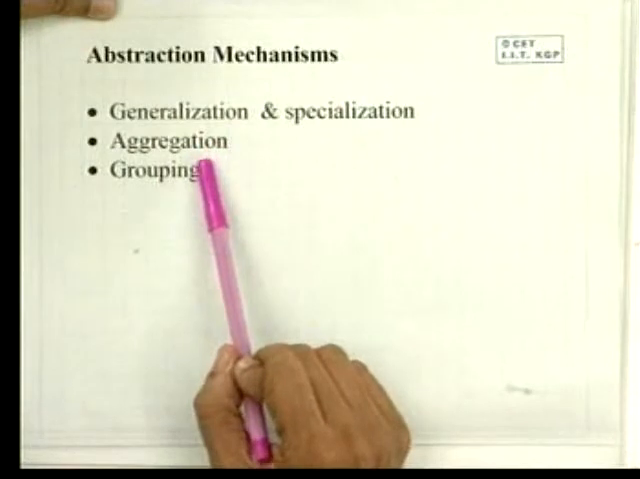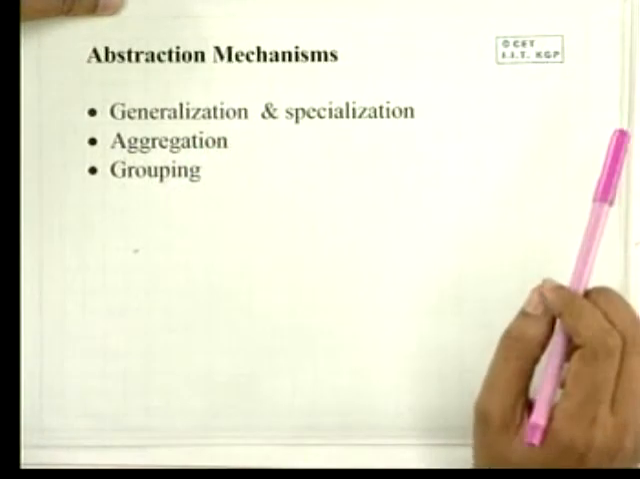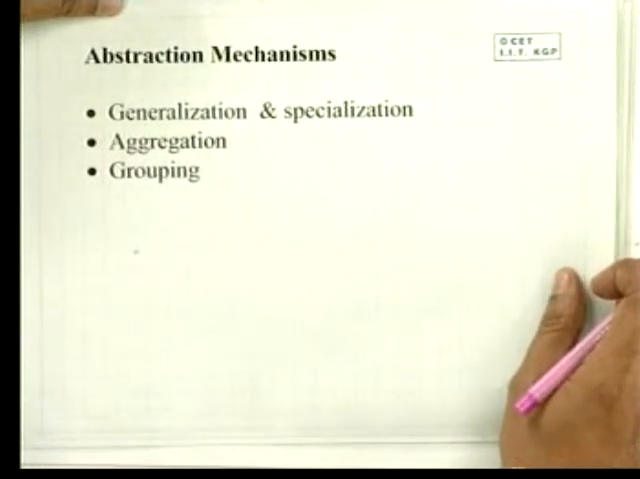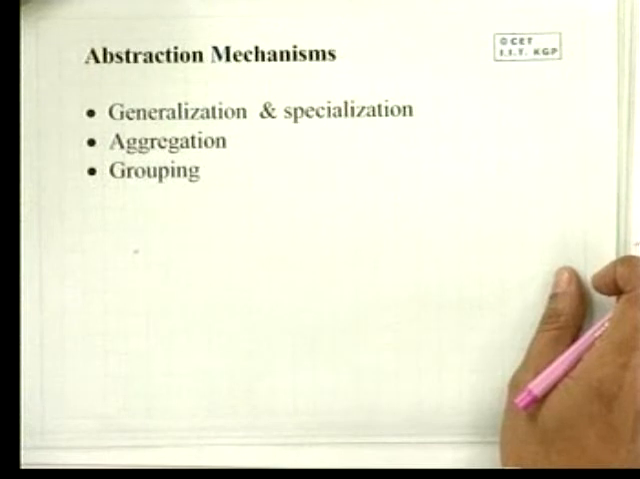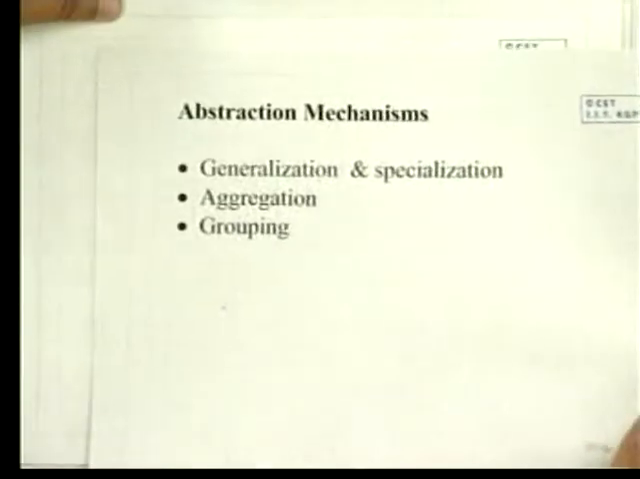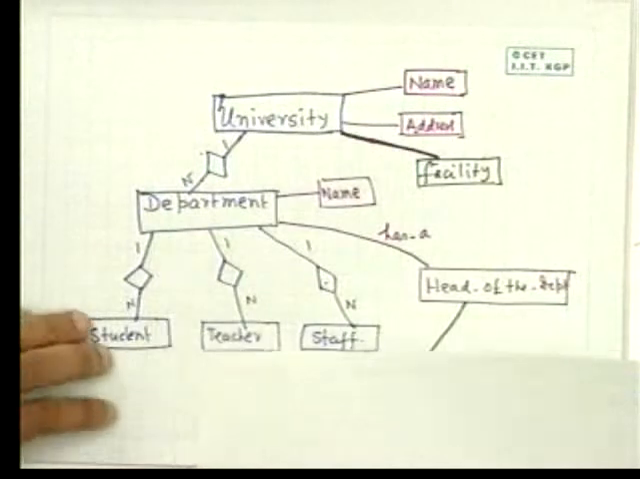Well, in the last lecture, we have seen how the generalization and specialization, aggregation and grouping abstraction mechanisms can be used to model complex interrelationships among objects as well as to create a complex object. To illustrate that further, let us continue with the university example which we had started.